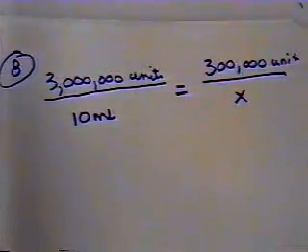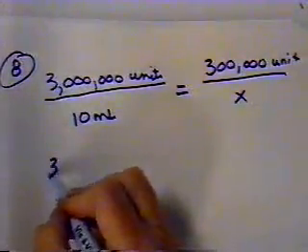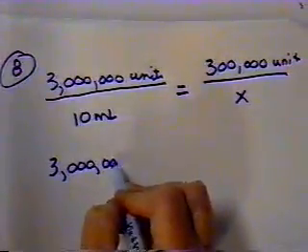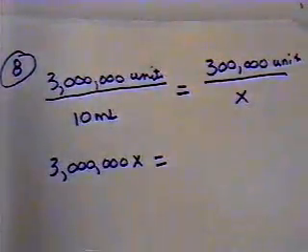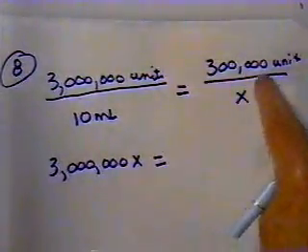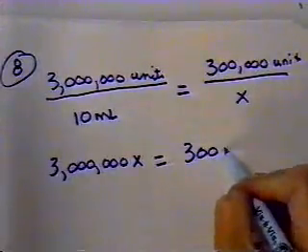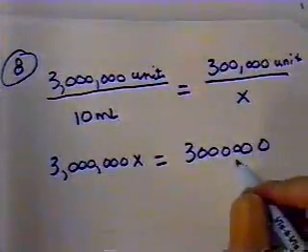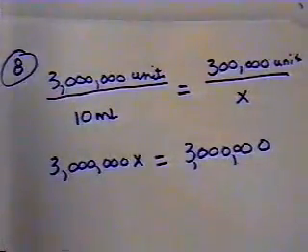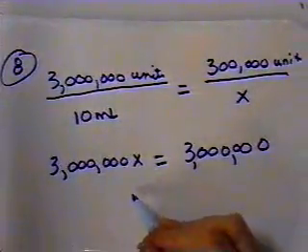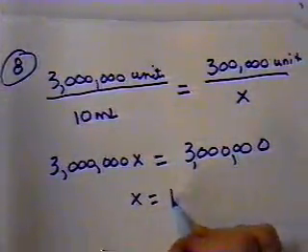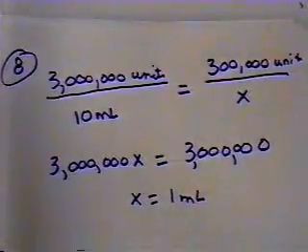Here it's just making sure you keep up with the right number of zeros. And I don't require you keep commas, but sometimes commas help you keep up with the right number of zeros. 3 million times X. But then if I multiply 300,000 times 10, I'm going to get 3 million. The 300,000 times 10 puts one more zero on the end. So if I divide by 3 million, I get 1 milliliter.